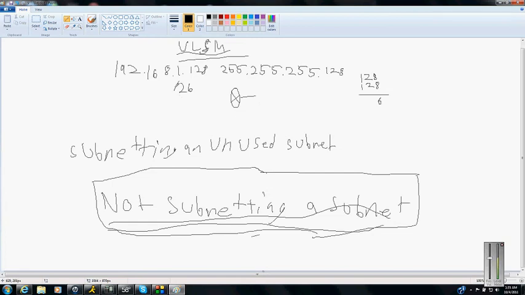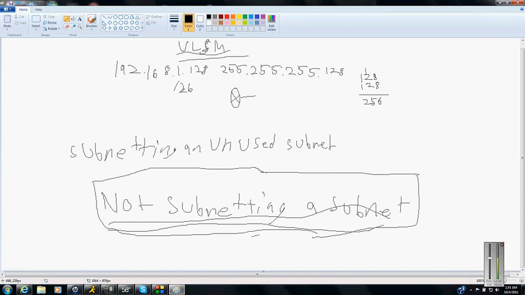So that means from 128 all the way up to the end of the range is used. So we need to use something less than 128. And again, if we do the math here, we will indeed find out that this is 256.